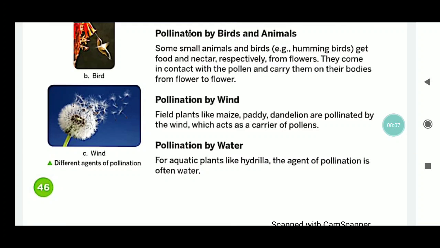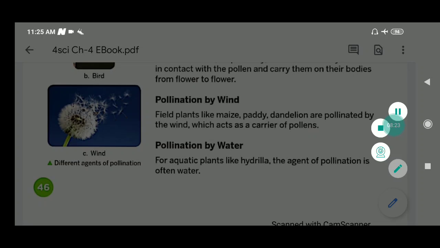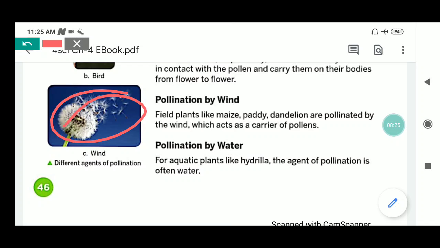Pollination by wind. Field plants like maize, paddy and dandelion are pollinated by the wind, which acts as a carrier of pollen. Have you seen these dandelions? They fly away from one plant to another plant, and there it causes the pollination.